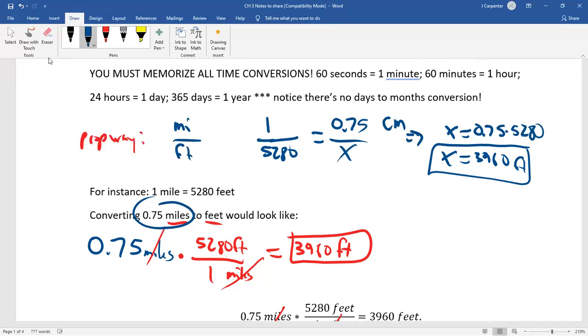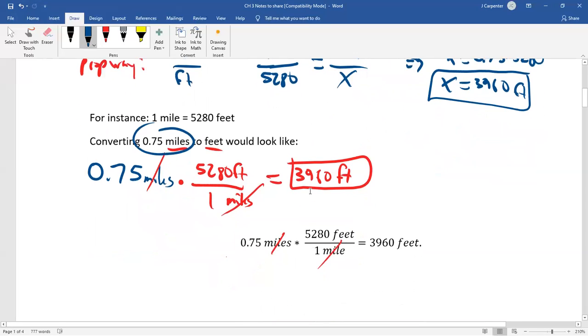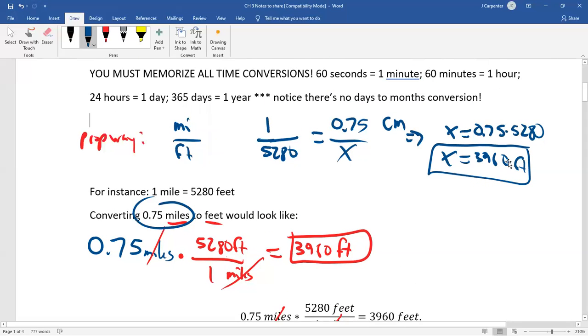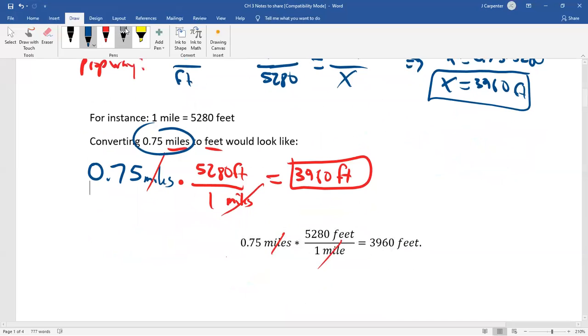I say maybe, but honestly, it's definitely. We will have a quiz involving this at some point. Okay, so that was the way to do it as a proportion, still the right answer. How can we tell that it's wrong?